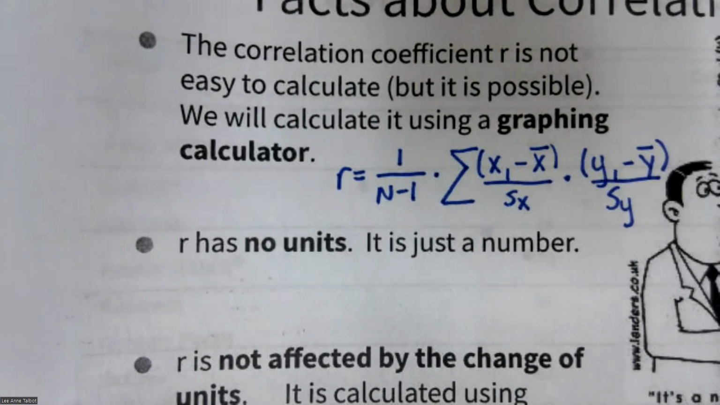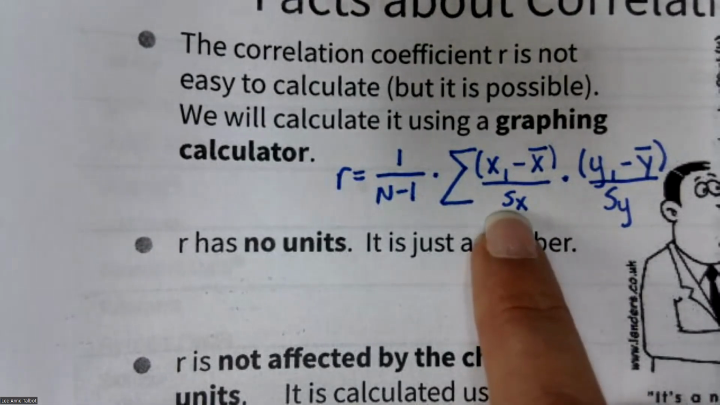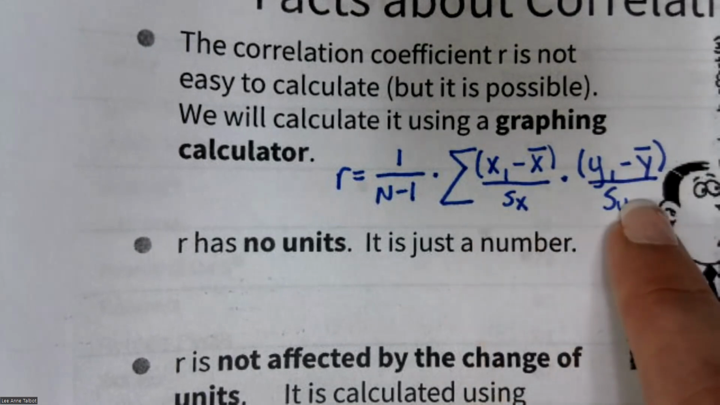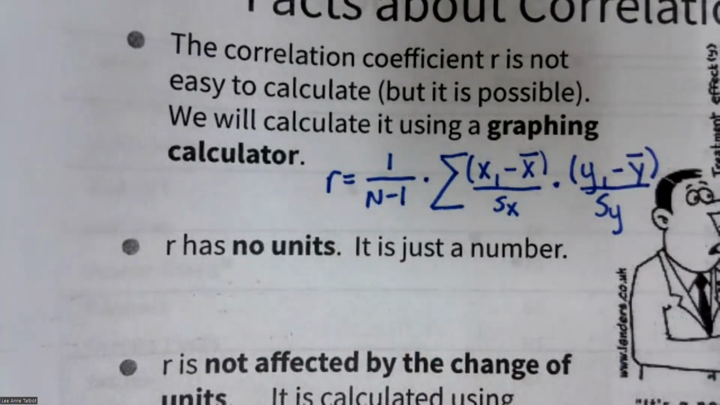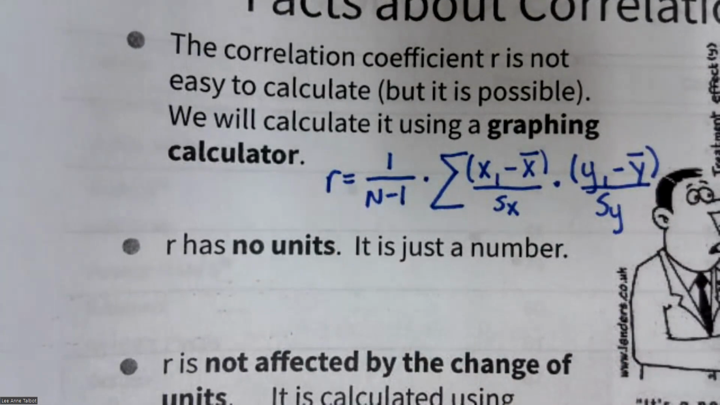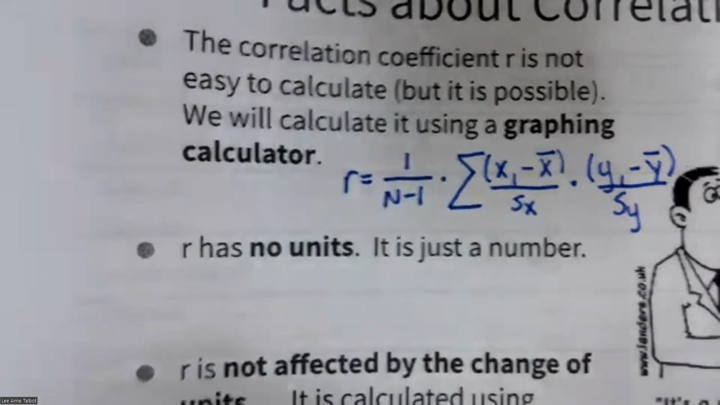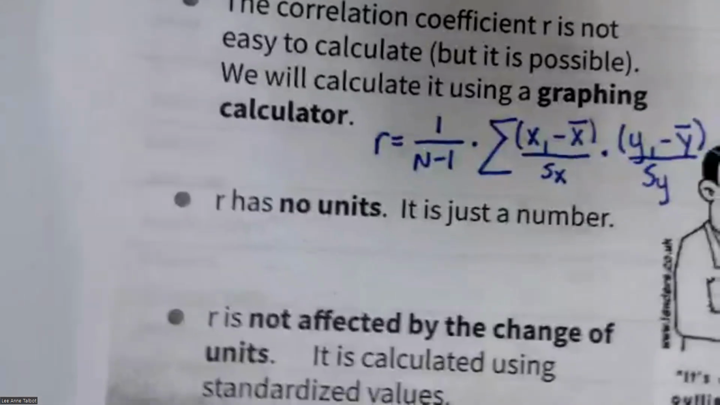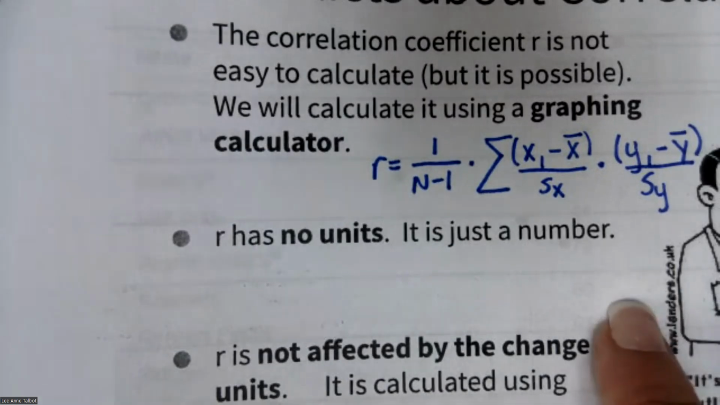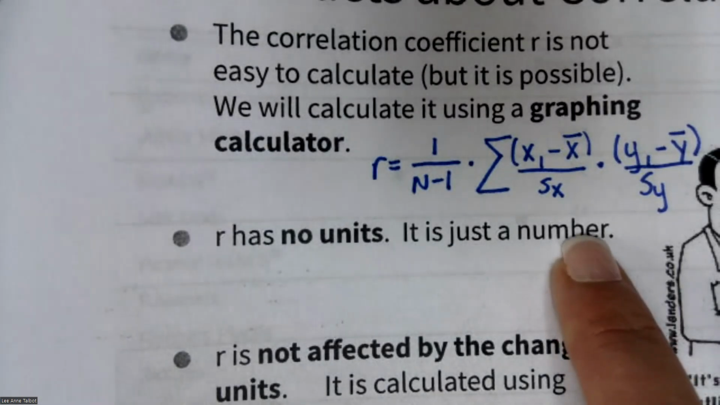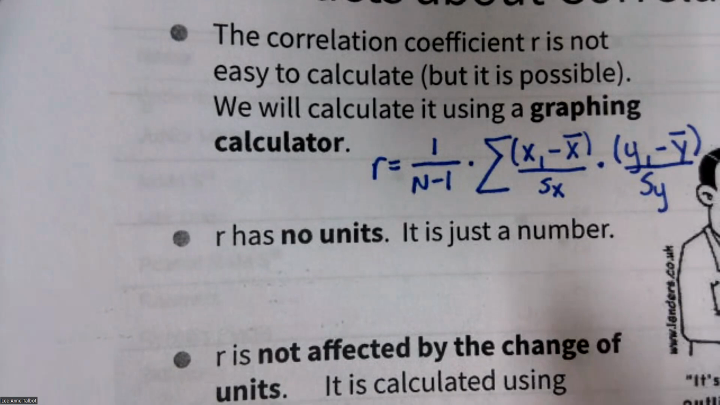Okay, I want you to think of it like this: a z-score for that particular x value times the z-score for the particular y value, all of those added together and divided by the number of coordinates minus 1. The only reason I'm telling you this is because I want you to know, but also because I want you to respect how amazing your calculator is. It's going to calculate R for you in about half a second.